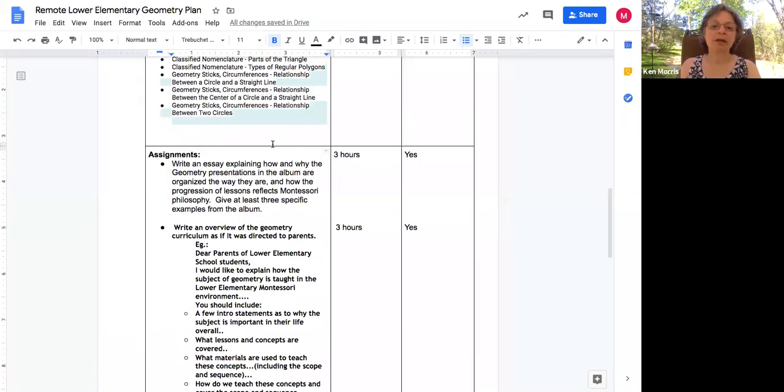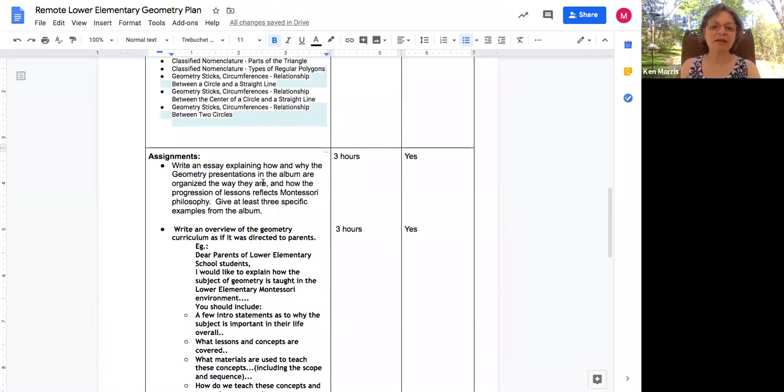Okay, all right. And then the top assignment here is, again, the same assignment as you saw in the math, to write an essay explaining how and why the geometry presentations in the album are organized the way they are, and how the progression of lessons reflects Montessori philosophy. Give at least 3 specific examples from the album. Now, you notice I changed this. I changed it for both math and geometry.